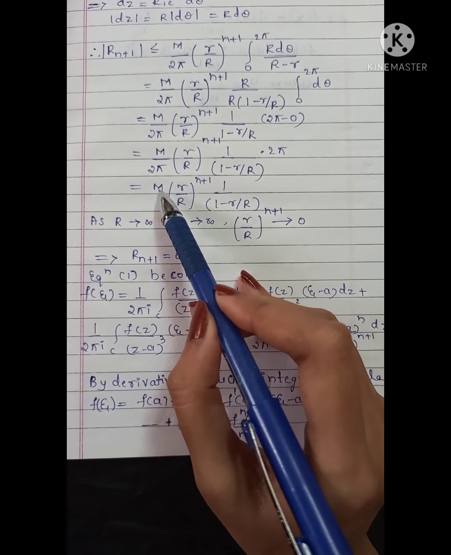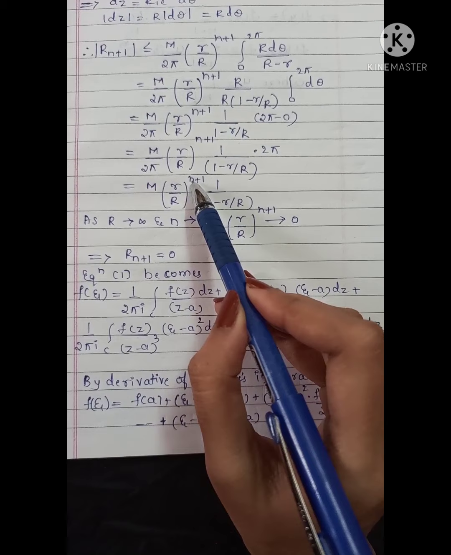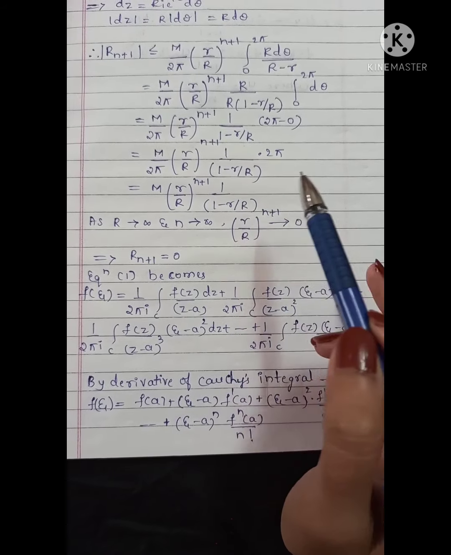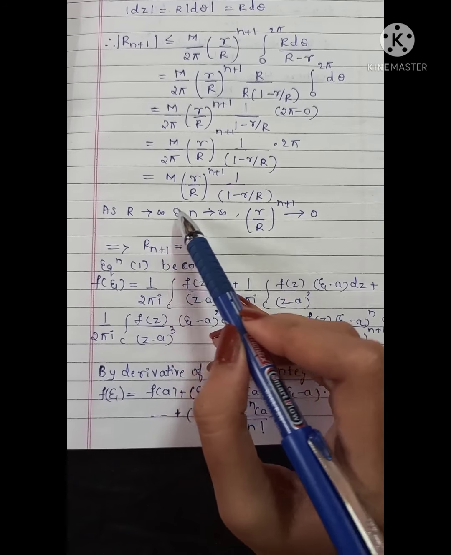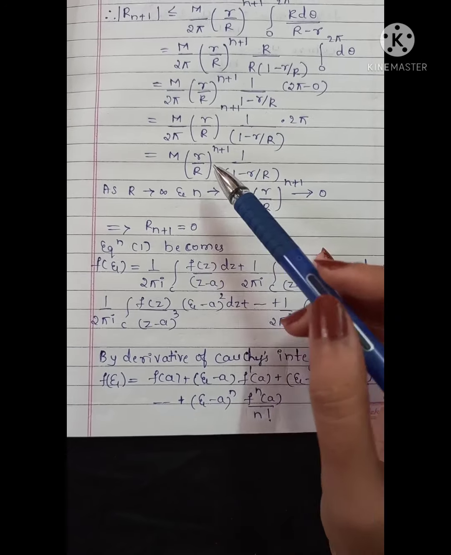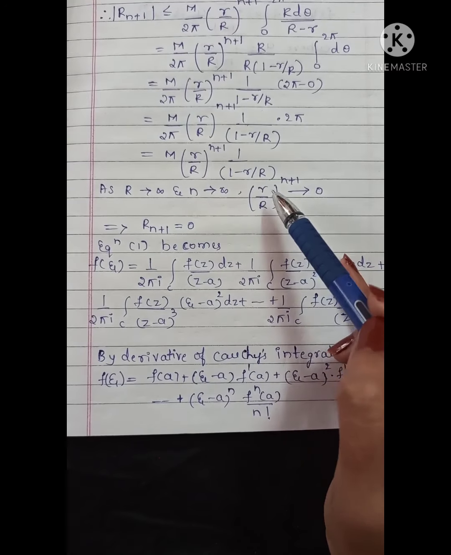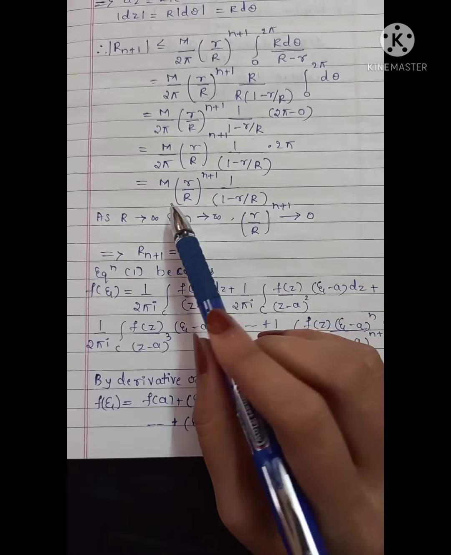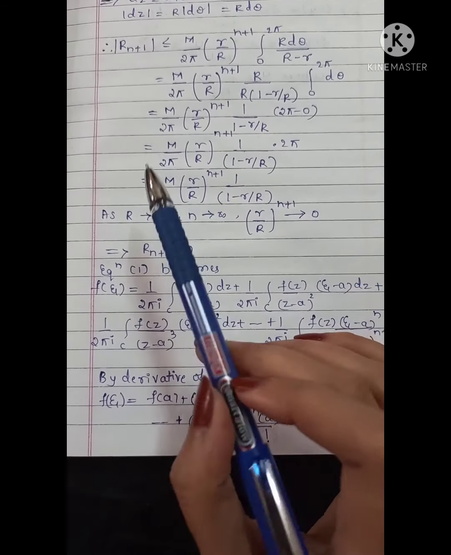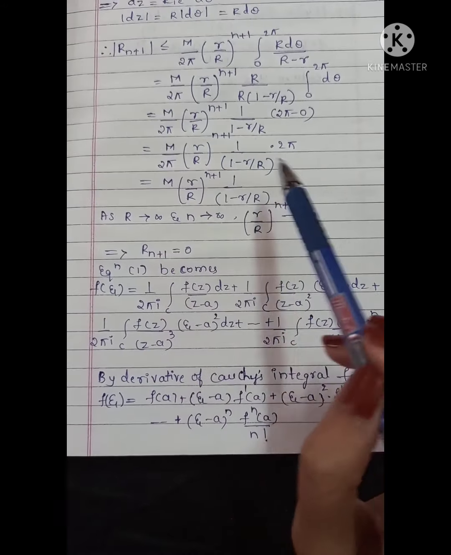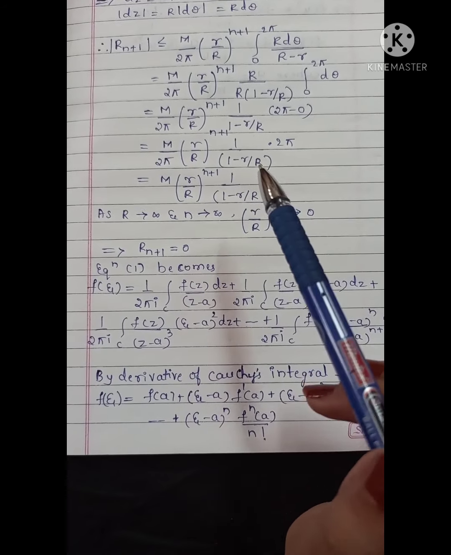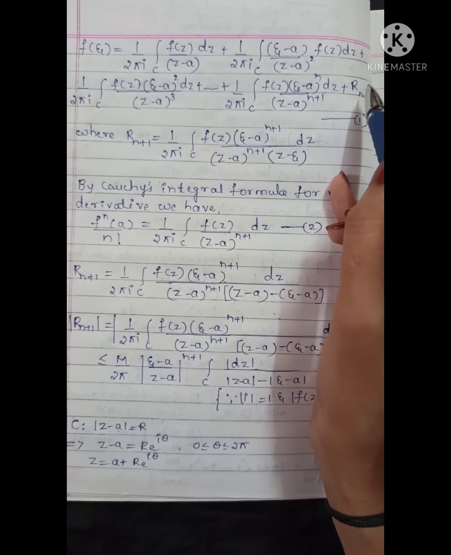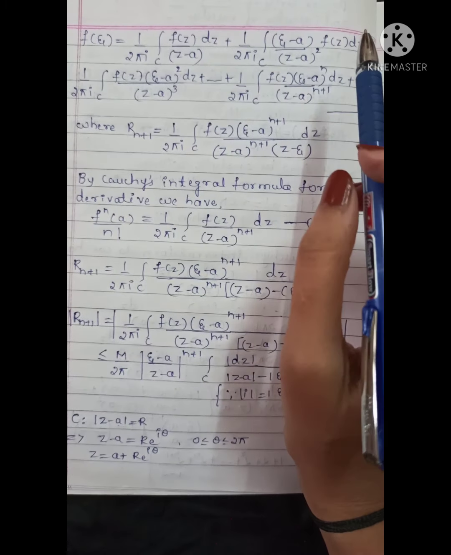We get M into r divided by R to the power n plus 1 into 1 divided by 1 minus r divided by R. As R tending to infinity and n tending to infinity, we get this factor r divided by R to the power n plus 1 tending to 0. As the right hand side is tending to 0, we get mod of Rn plus 1 is equal to 0. Therefore, Rn plus 1 is equal to 0. Therefore, equation 1 becomes, we have to put the Rn plus 1 value as 0. All other terms are as they are.